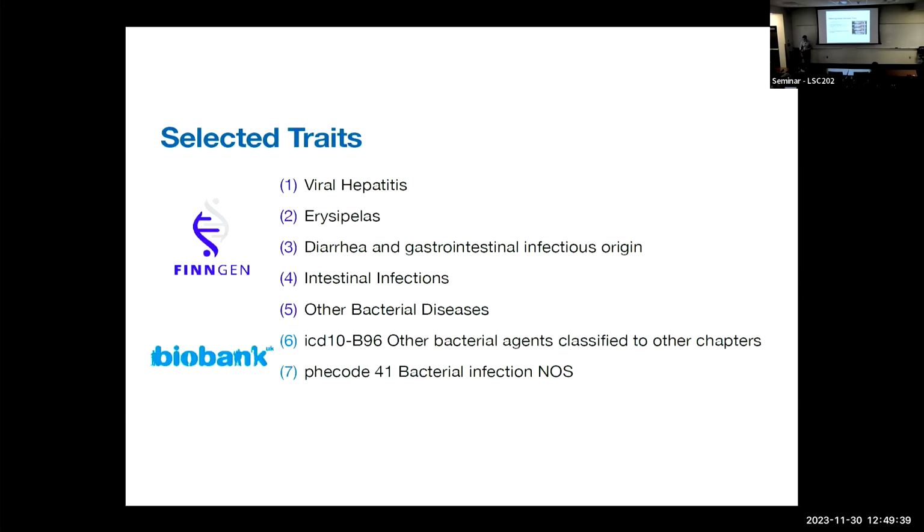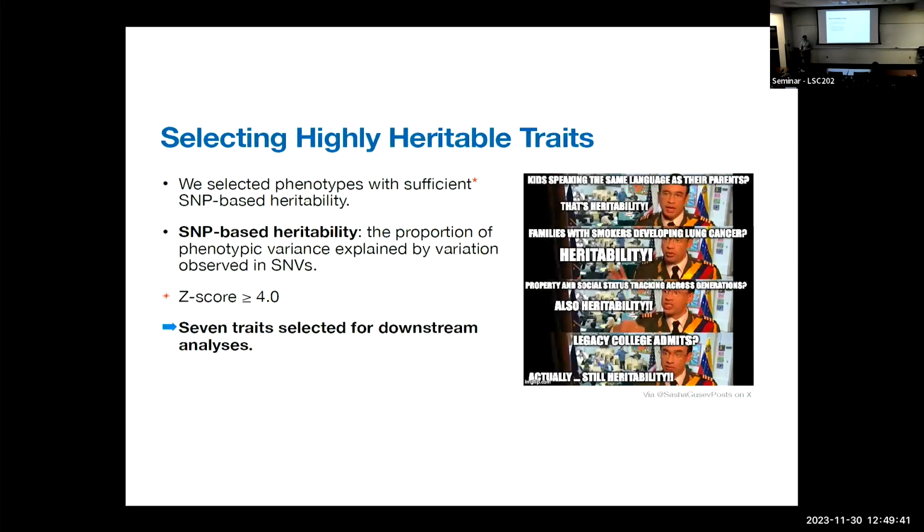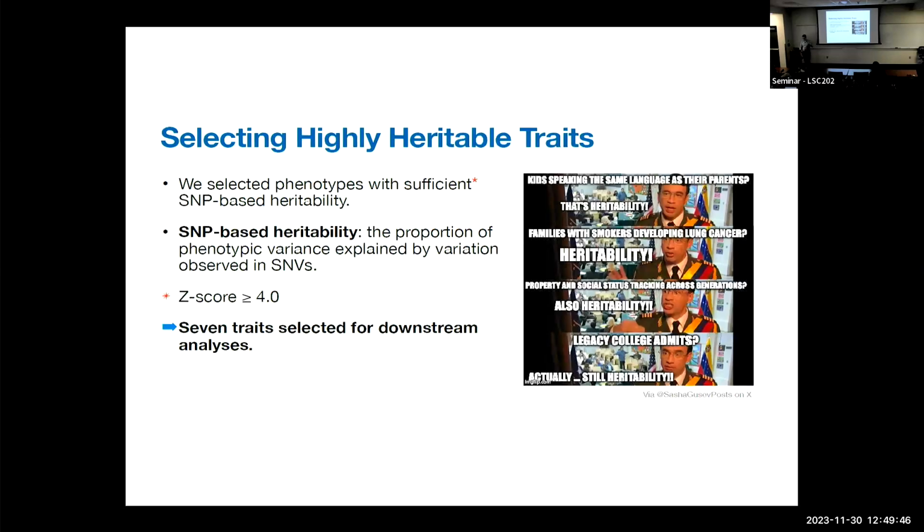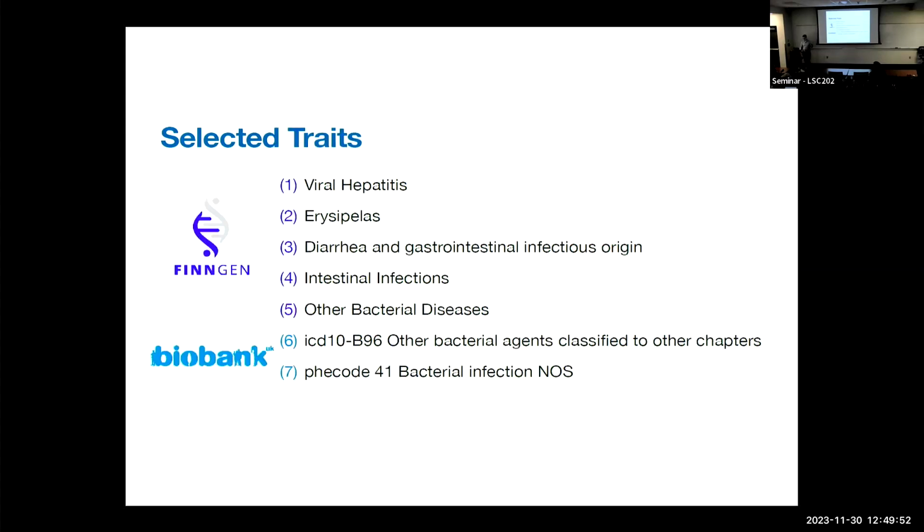Here I'm talking about some of the issues that we have. I'm going to go very quickly here. We select traits that are highly heritable. We end up with those 7 traits, some coming from UK Biobank, some coming from FinnGen.